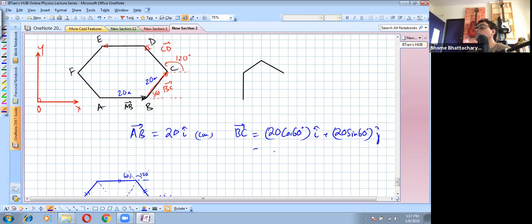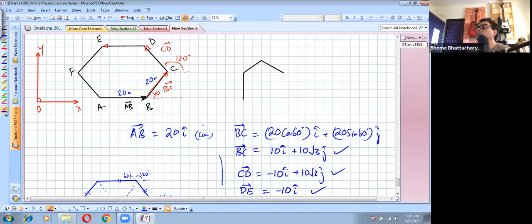So that will become 10 i cap plus 10 root 3 j cap. So that will become your vector BC. Now similarly, when you work it out, you will see your vector CD will actually become minus 10 i cap plus 10 root 3 j cap. And similarly, your vector DE will just become minus 10 i cap. Okay. So now that we've got all these vectors, you can answer any of the questions related to them.